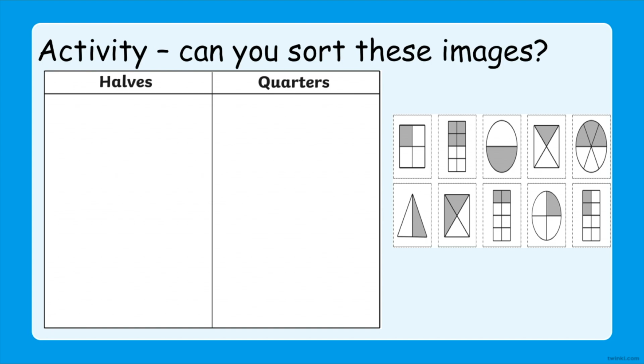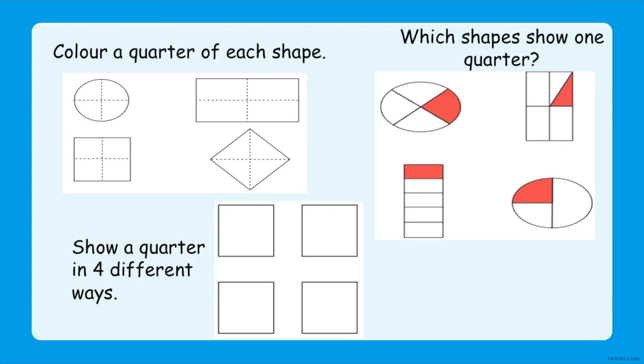Now here is an activity for everybody. Can you sort these images over here into whether they are showing halves or quarters? Pause the video to complete this activity. And now can you colour a quarter of each of these shapes? Remember, just one quarter. Which shapes show one quarter? Some of them don't. And show a quarter in 4 different ways, so you have to draw your lines.